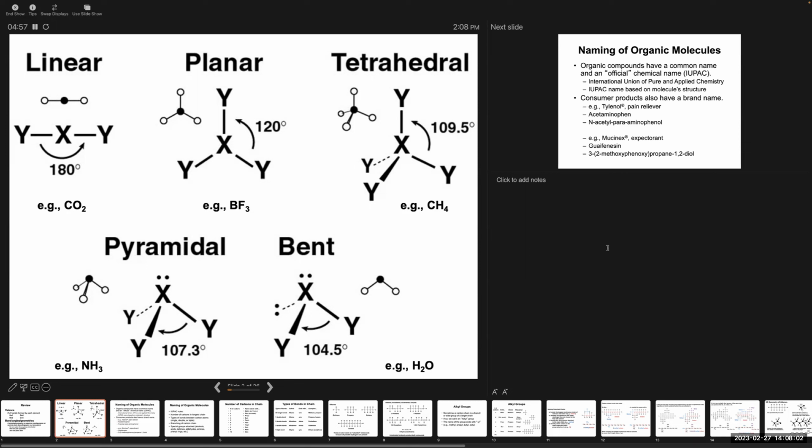The two Y atoms end up at an angle of 104.5 degrees, which is even smaller than 107.3. That's because the two lone pairs are pushing even harder against the bonding pairs and pushing the bonding pairs a little bit closer together. So that's all review from last time.